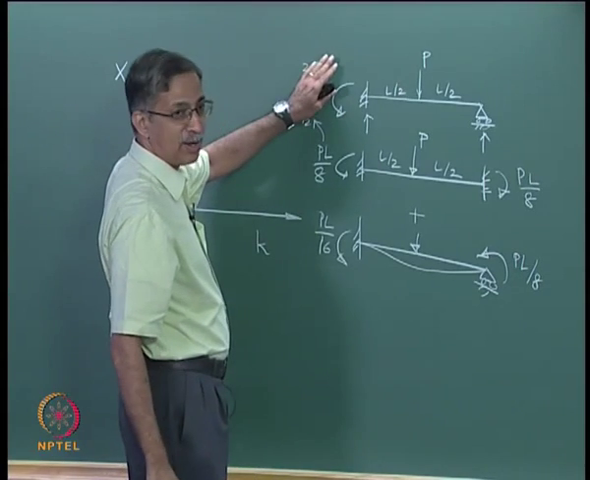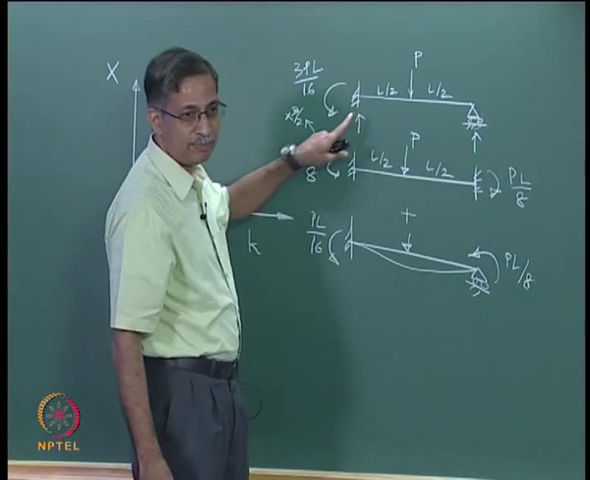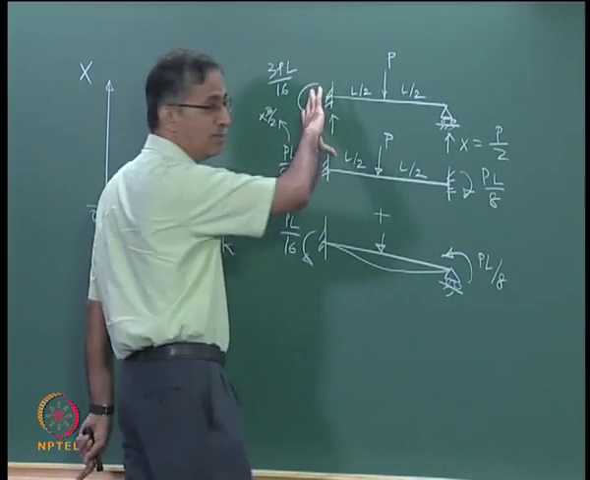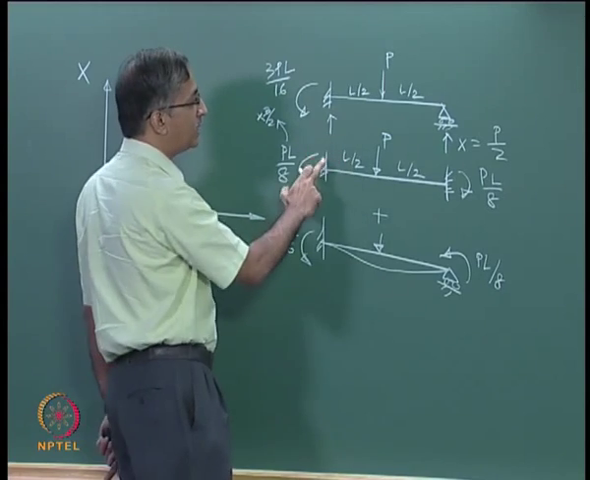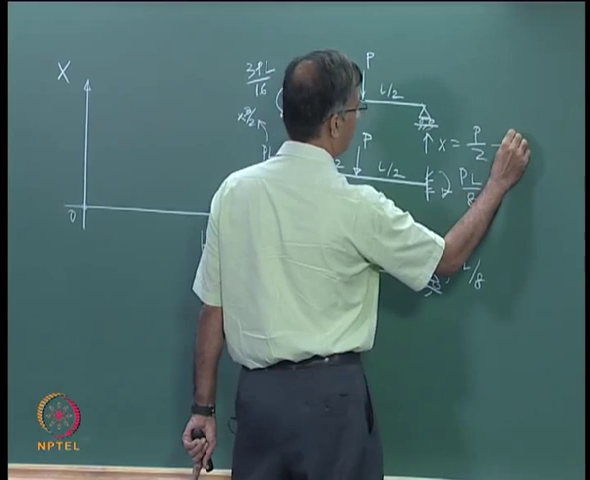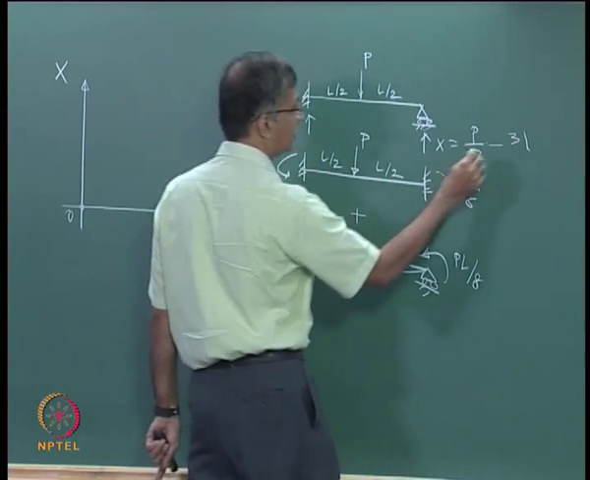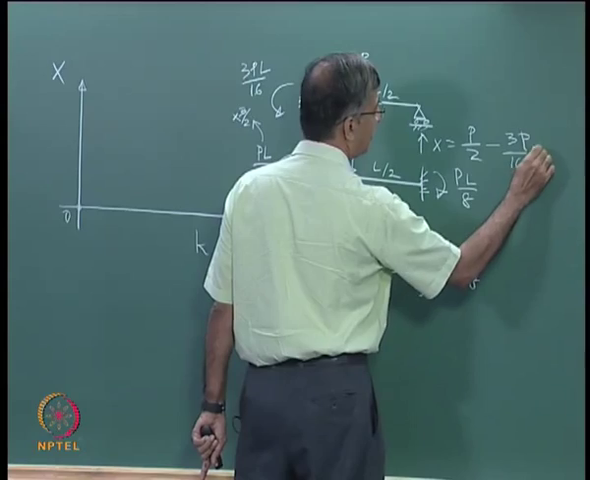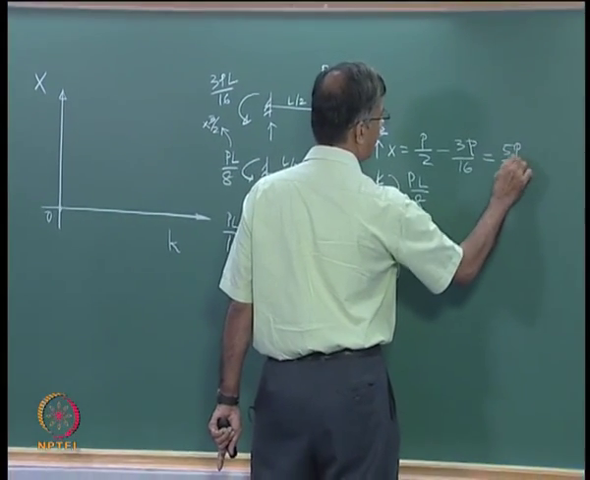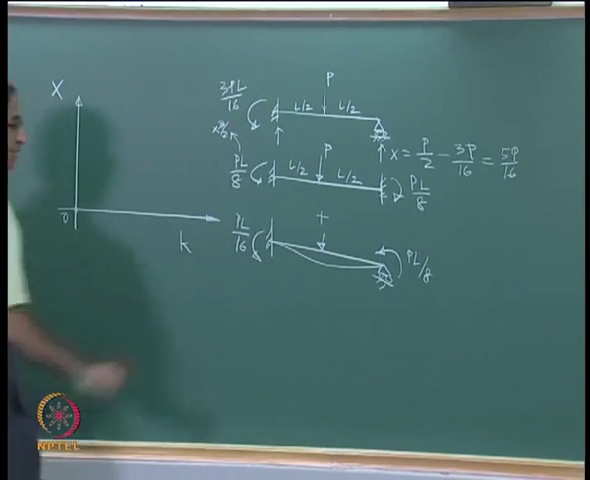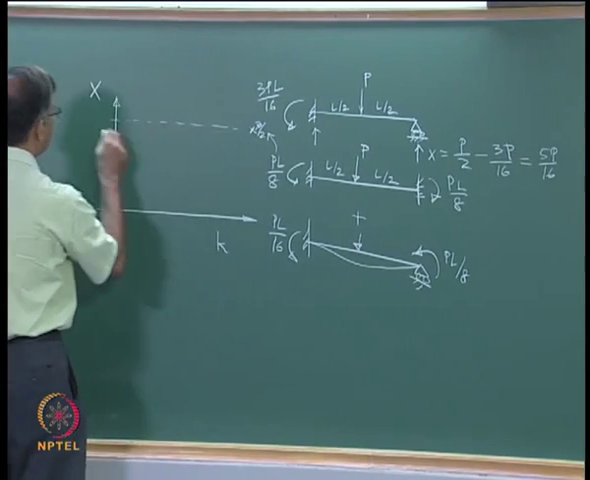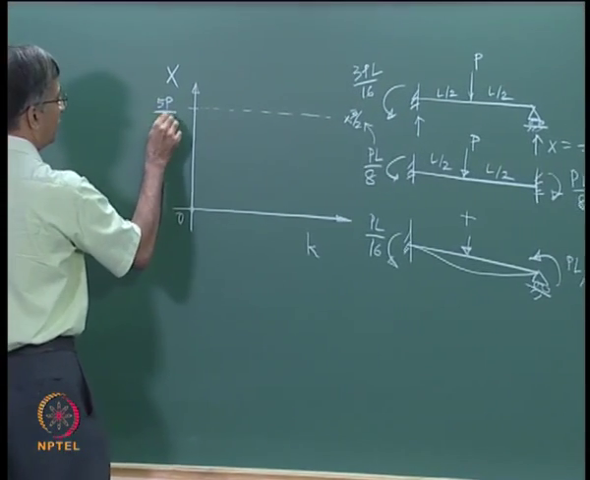Well, if this moment was not there, it will be P by 2, P by 2. So, this is X. So, it is P by 2, but due to the moment, this will increase and this will reduce by how much? This divided by L, that is 3 P by 16, how much you get? 5 P by 16. So, as K tends to infinity, you cannot exceed this value, right? This value will be 5 P by 16.